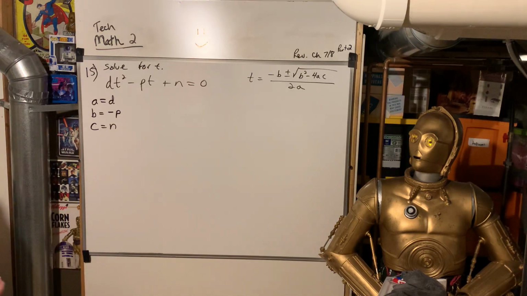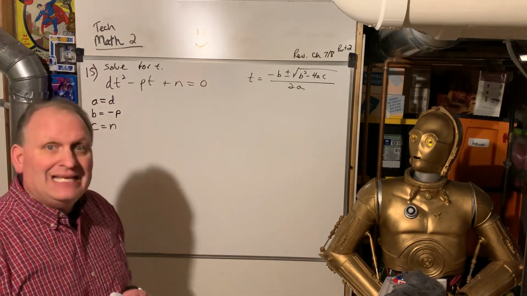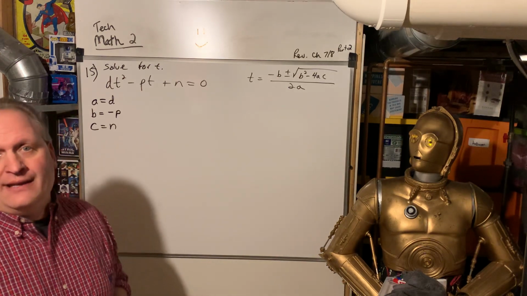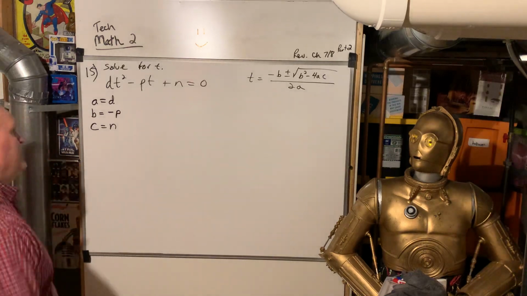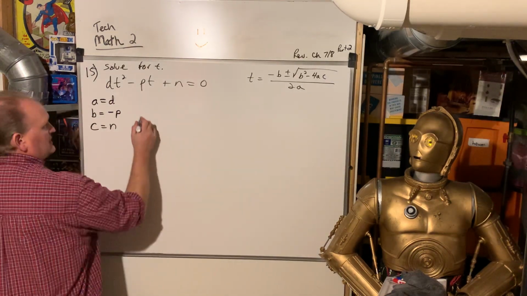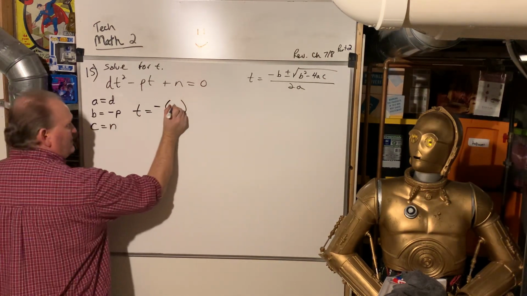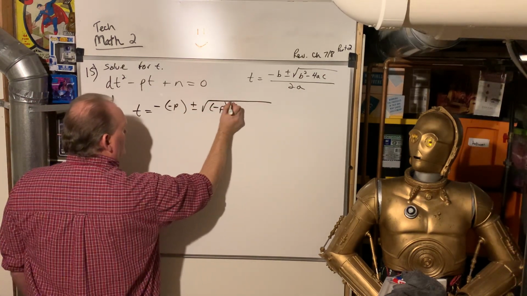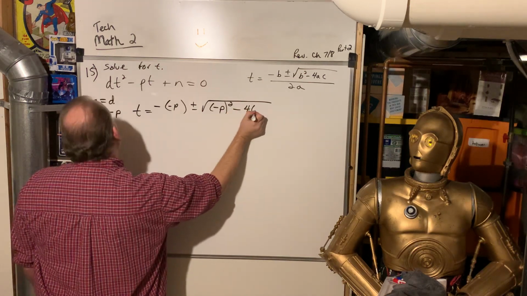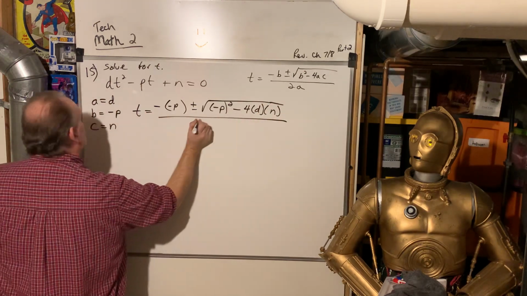You're used to doing this, or we did this in 115 with numbers, like when we had x squared plus 8x plus 18 equals 0, then you do 1 and negative 8 and 18 and plug and chug. Okay, this is weird because it's all variables. So t is going to equal the opposite of b, which in this case is negative p, plus or minus the square root of negative p quantity squared minus 4 times a times c, all over 2a.